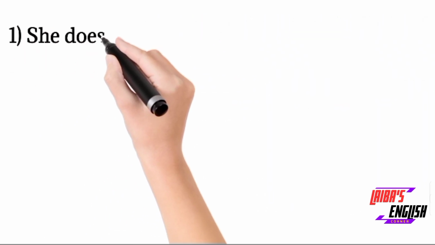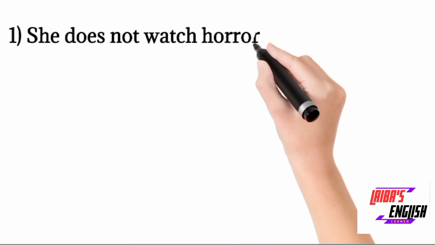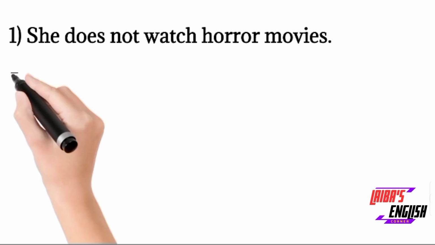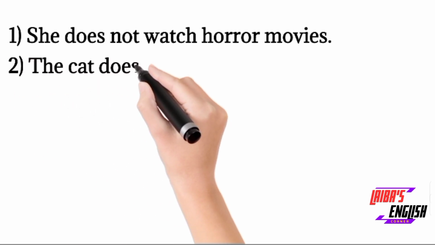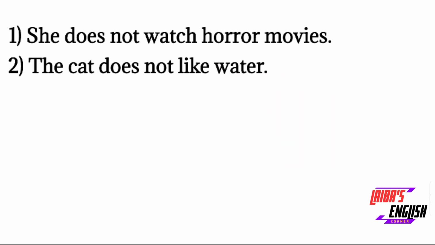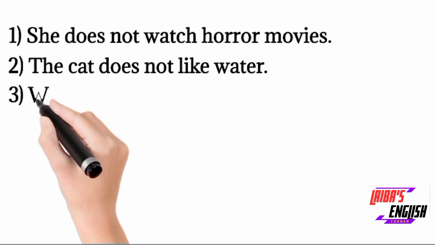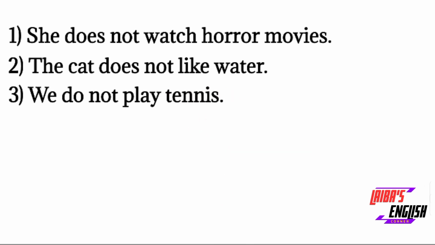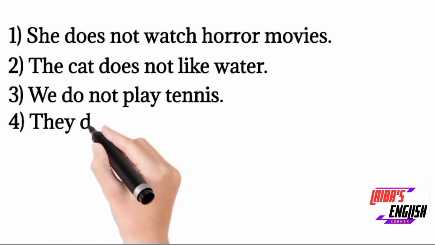Now we will use them in multiple examples to make our concept clear. Number 1, she does not watch horror movies. Why are we using does? Because it's she. Whenever there will be a name, he, she, it, we will use does. Second example is the cat does not like water. Cat is a name, so we will use s and es in this sentence. Third example is we do not play tennis. Why do? Because we will not use s and es with we.